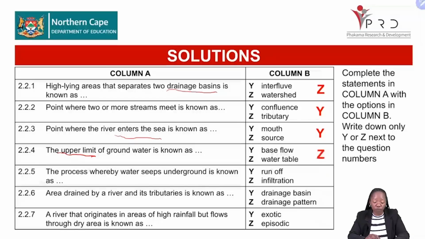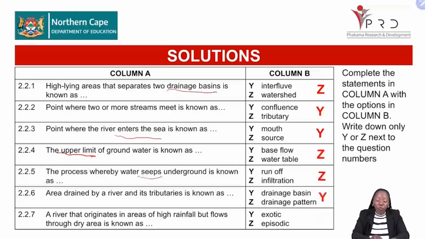Then 2.2.5, the process whereby water seeps, remember, seeps or is absorbed underground is known as Z, which is infiltration. Remember, with runoff, the water is running over the surface. So when water is seeping or being absorbed underground, we call that process infiltration. Then 2.2.6, the area drained by a river and its tributaries is known as. We are looking at the drainage basin.